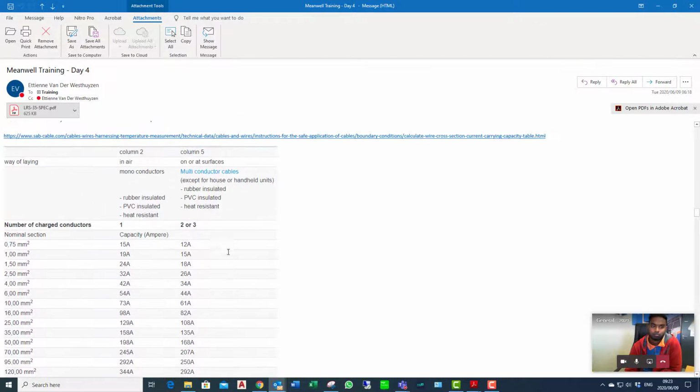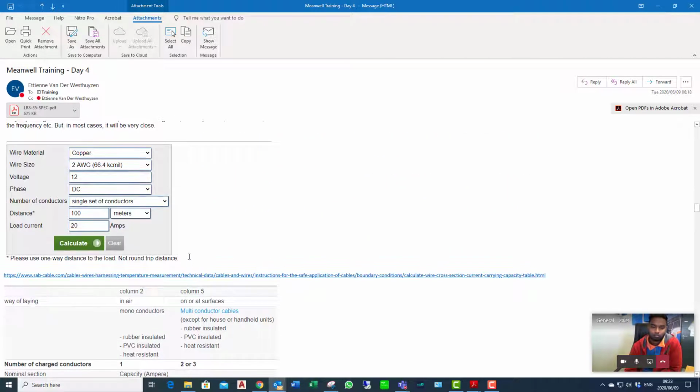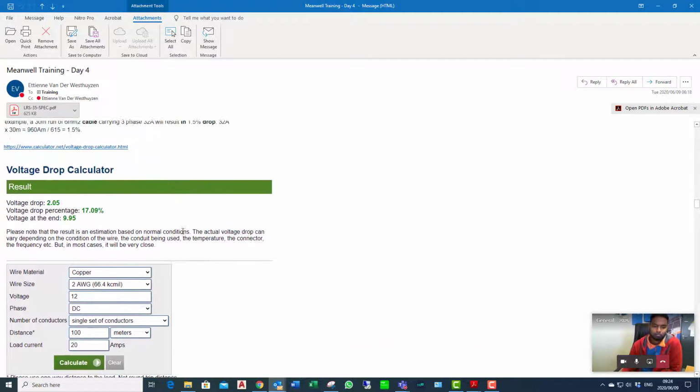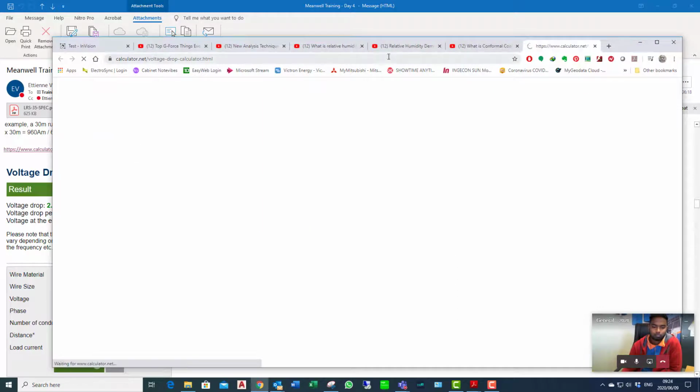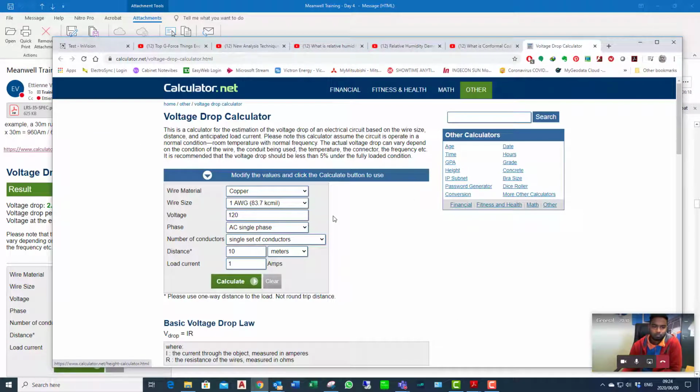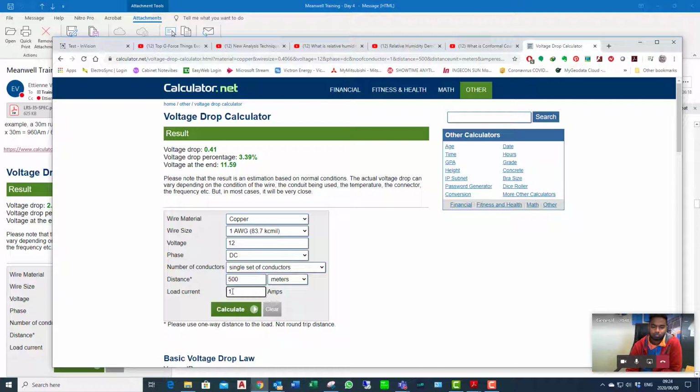Now I think more for the engineers, this is a very important calculator here, and I've given you the length here. So for example, we're going to be supplying 12 volts DC, we're having a single conductor, so it's only one cable, and we're going to make it 500 meters. And we're going to be running maybe 20 amps through it.